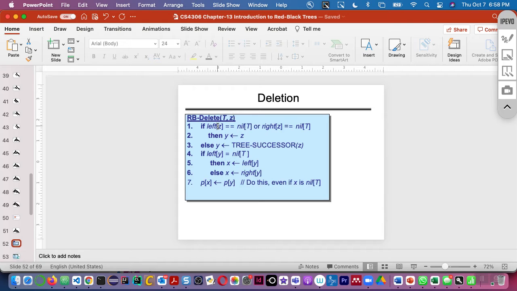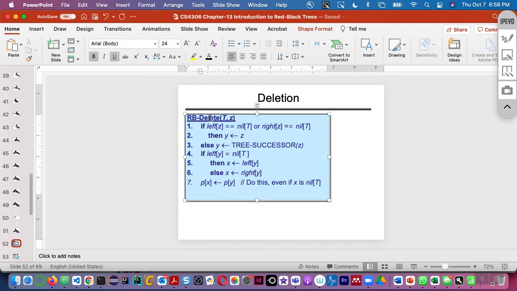So the book algorithm says something like this. Like RB deletion, it comes as a method. T is the tree and G is the node, the target node that you want to delete. The first step says: if left of G, some books say G.left, is equal to nil, or if the right child is equal to nil.